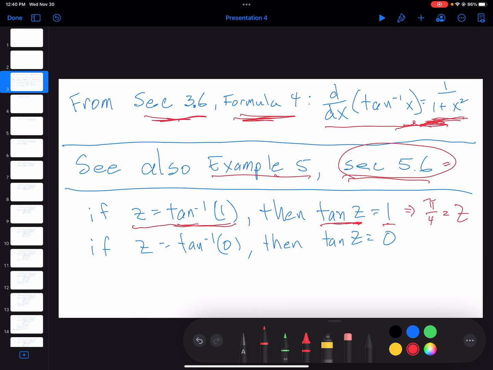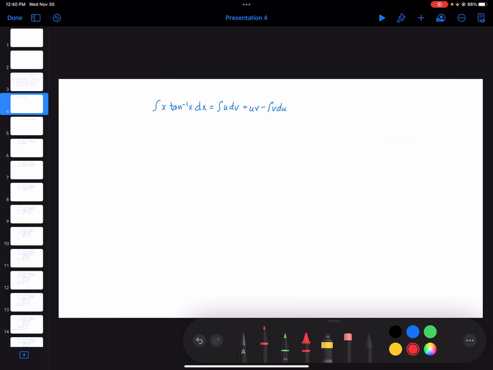Using a similar approach, if you're evaluating the inverse tangent of 0, you think, what tangent of what angle equals 0? Well, that's when the angle equals 0. So keep all that in mind, and we'll go ahead and work on this problem. So here it is.